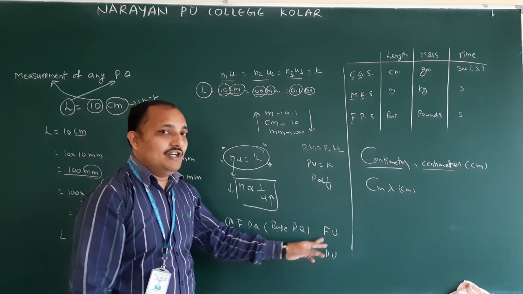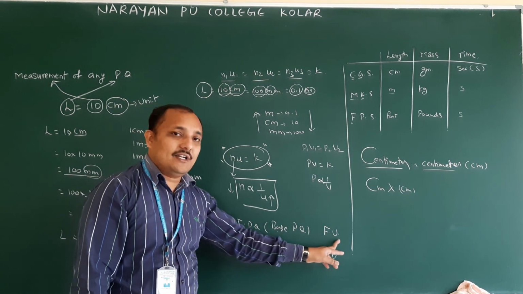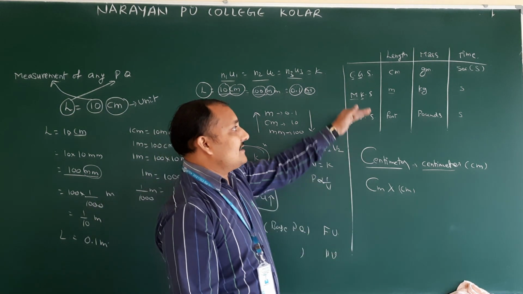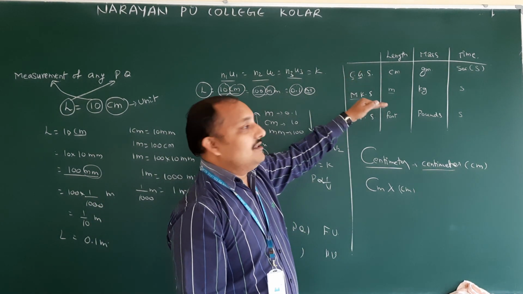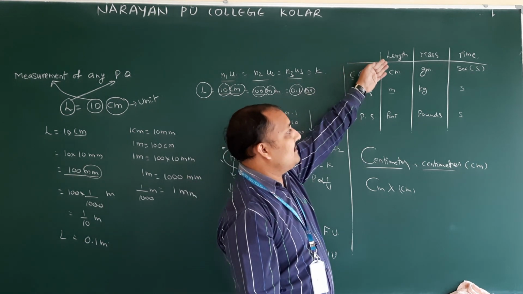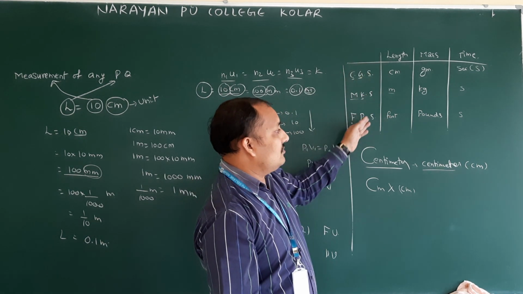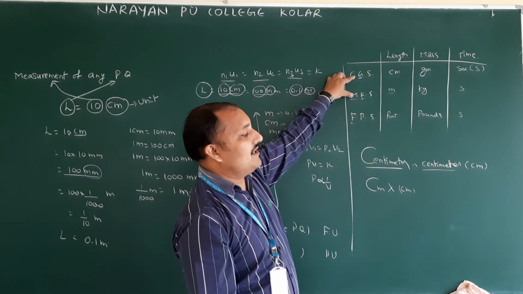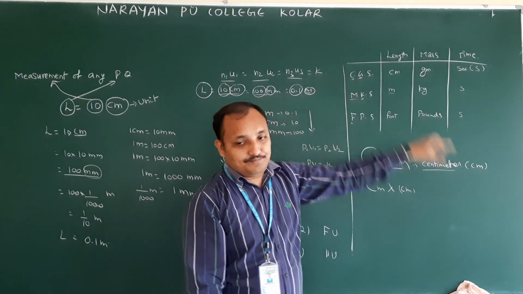The unit of a fundamental physical quantity is called a fundamental unit or base unit. The unit of a derived physical quantity is called a derived unit. Next, different types of accepted systems of units: CGS, MKS, FPS. Length means centimeter, meter, foot. This system we won't use regularly, only these two we are going to use more.